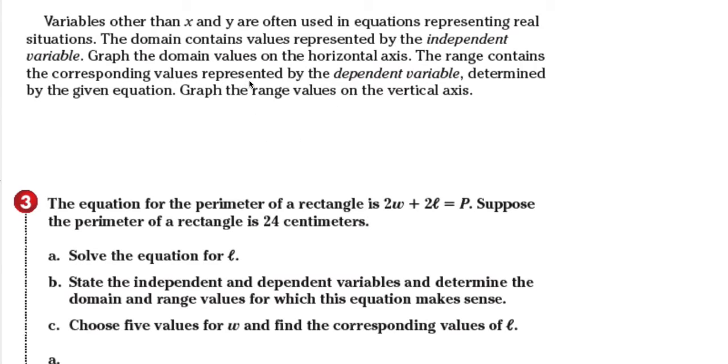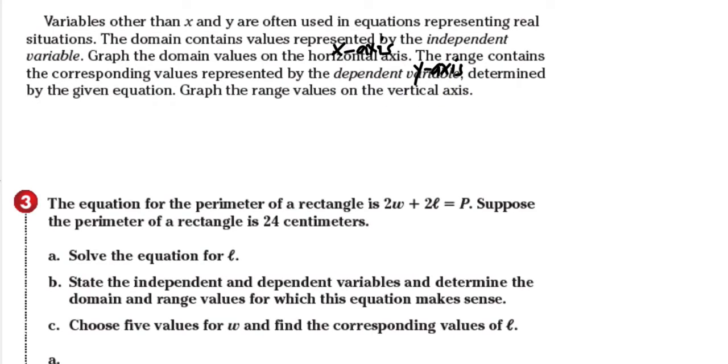So what this simply means is that when you're talking about real life situations, you will have two variables, your independent variable and your dependent variable. Every single time, your independent variable is graphed on the horizontal axis, or your x-axis, and your dependent variable is always graphed on the y-axis, your vertical axis.